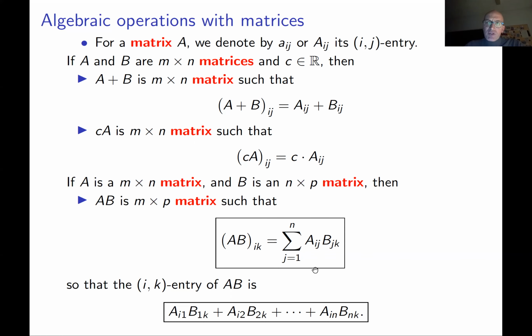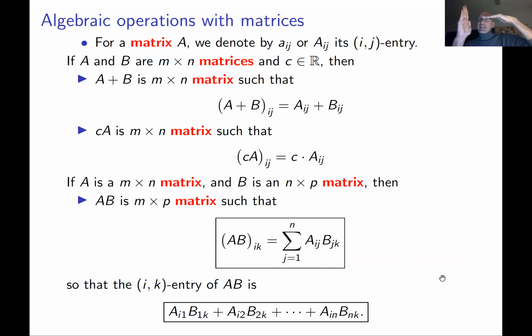This formula may look a little bit complicated, so let me for a second get rid of the sigma notation for the sum. So this ik entry of AB is the sum. If you look at this, you see what's going on. You take the ith row of the matrix A, and then you take the kth column of the matrix B, and then you take the dot product.